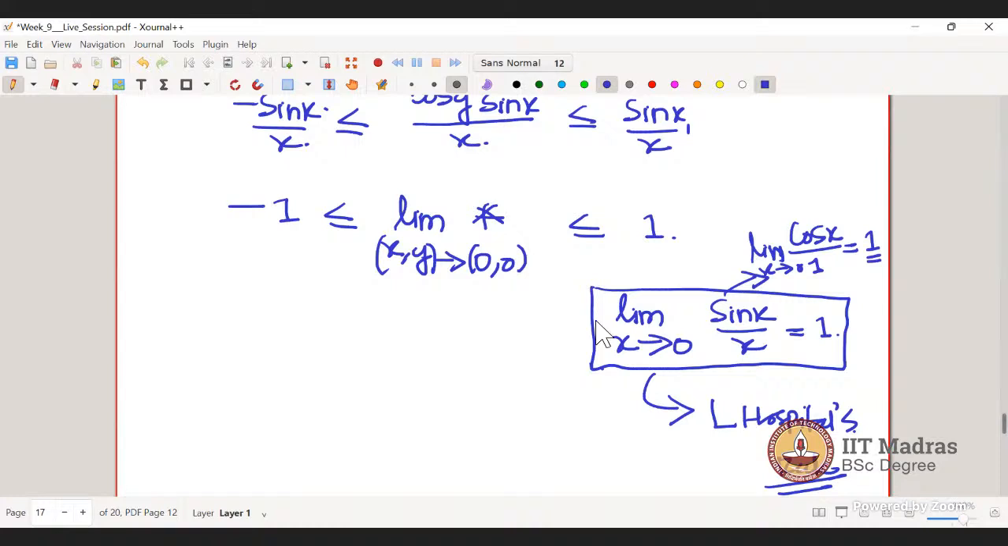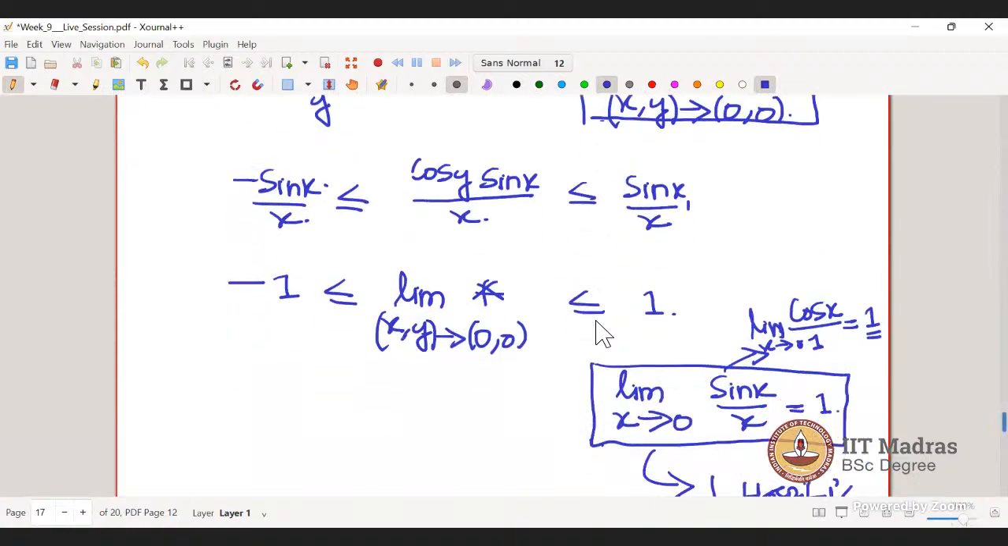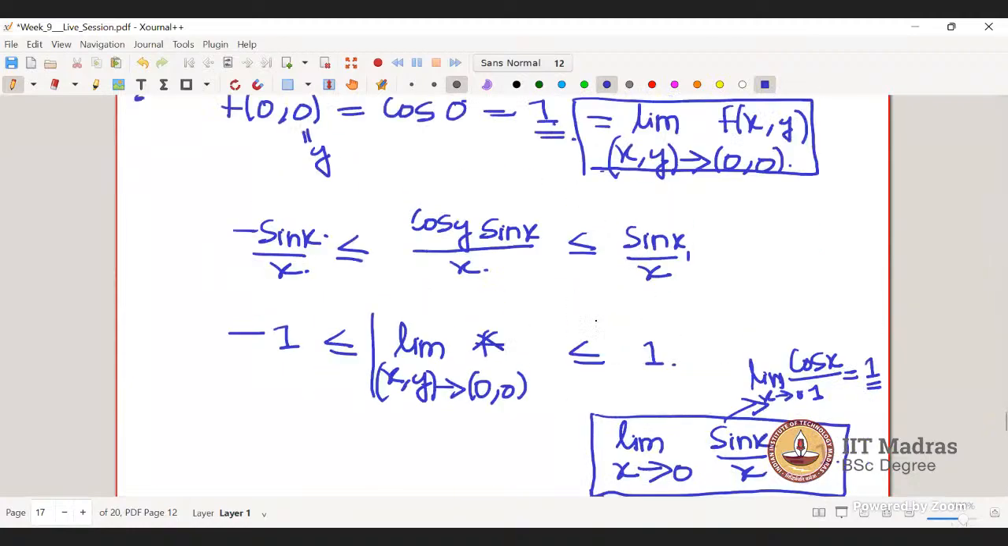But anyway, this is not going to give you the correct proof. From here you can only say that the limit is basically between -1 and 1, but certainly it's not going to give you the fact that this limit is 1. So then we have to apply that product formula.